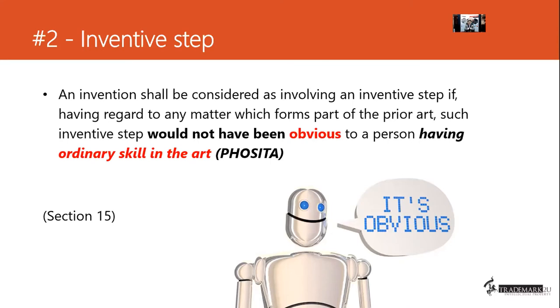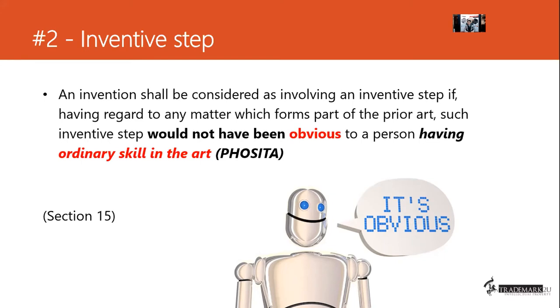So an invention shall be considered as involving inventive steps if, having regard to any matters which form part of the prior art, such inventive steps would not have been obvious. Now, I want you to take this note down: obvious to a person having ordinary skill in the art. This POSITA, P-H-O-S-I-T-A, is the short form of person having ordinary skill in the art.